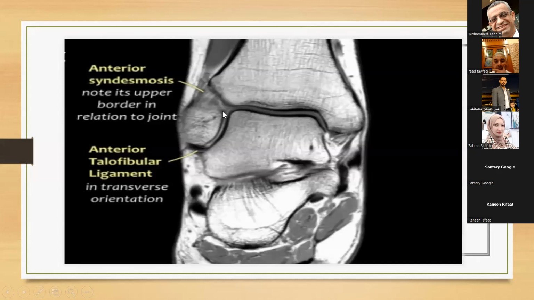This is coronal MRI showing us the anterior syndesmosis, and this is the anterior talofibular ligament.